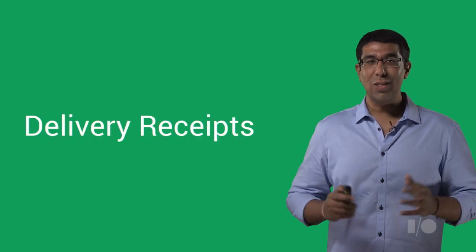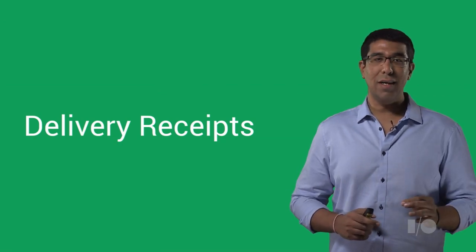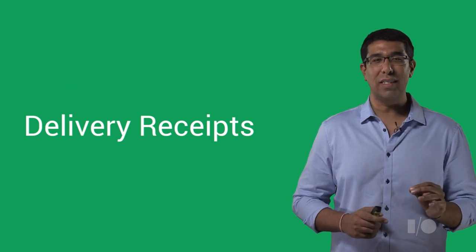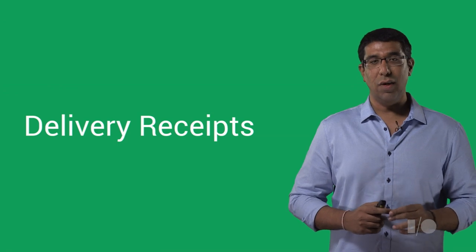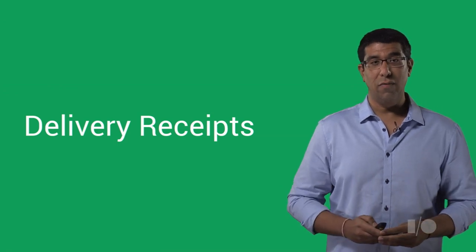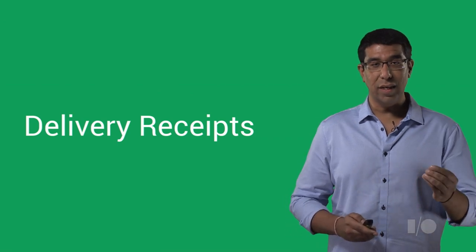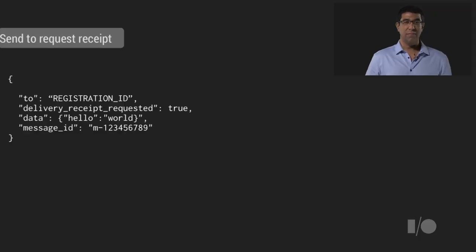Okay, here is one of my favorite new APIs in GCM, delivery receipts. When sending messages to a device, a common request from developers is to get more insight into the state of the message and to know if the message was delivered. For example, you are writing a messaging app and would like to show your sender if their message was delivered. With CCS, you can do that now. We are adding this new feature called delivery receipts.